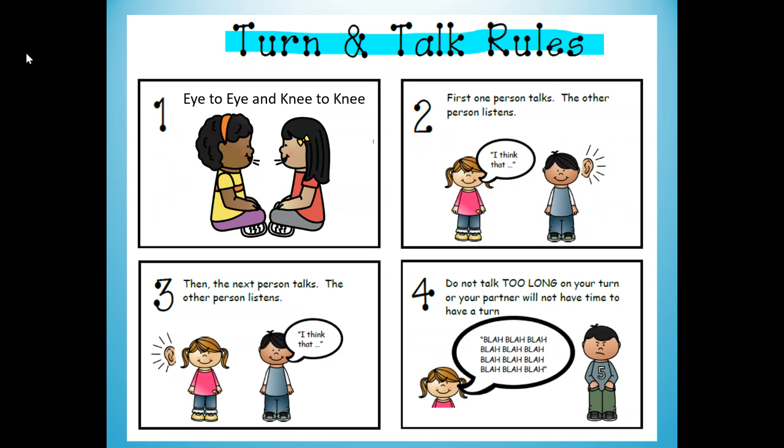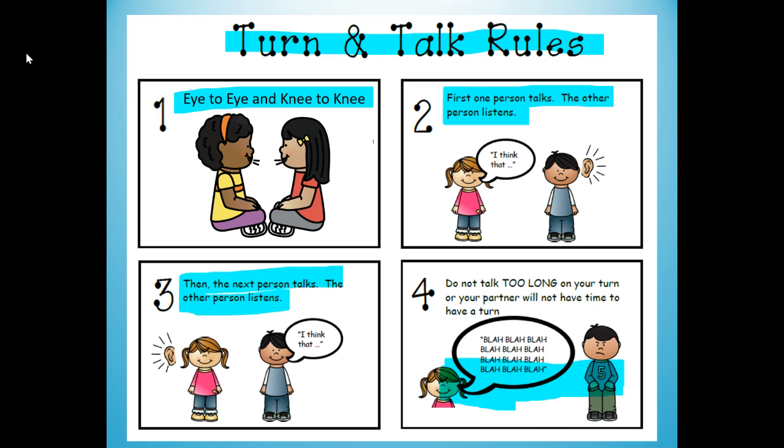Let's go over our turn and talk rules. Number one, eye to eye and knee to knee. If you have a partner at home, make sure you are looking at the speaker when you listen and looking at the speaker when you are talking. First, one person talks, the other person listens. Three, then the next person talks, the other person listens, but don't talk too long or your partner will not have time to have a turn.